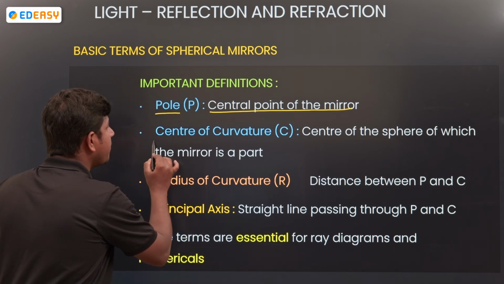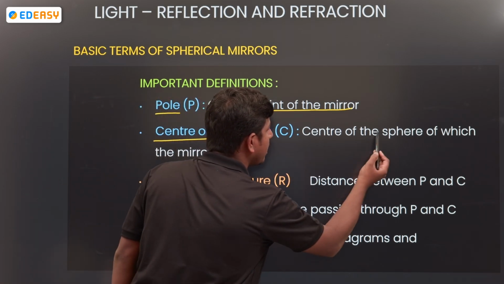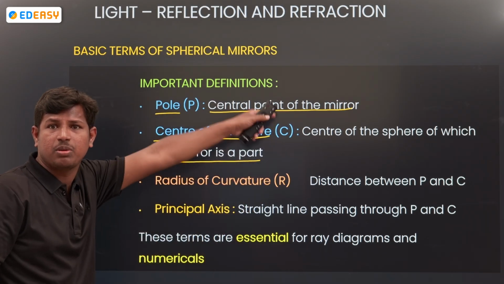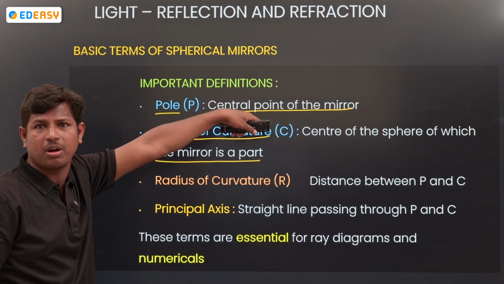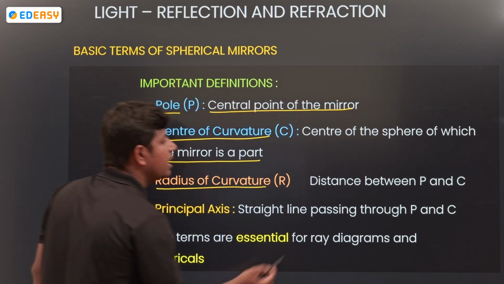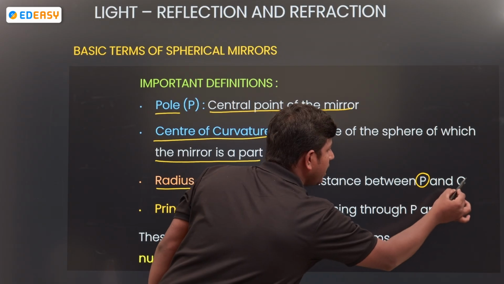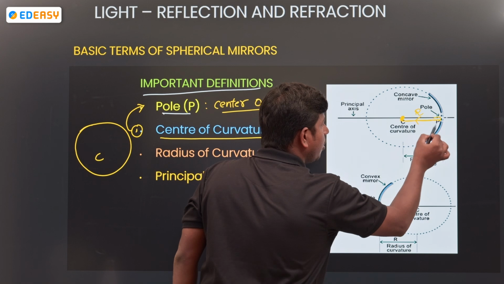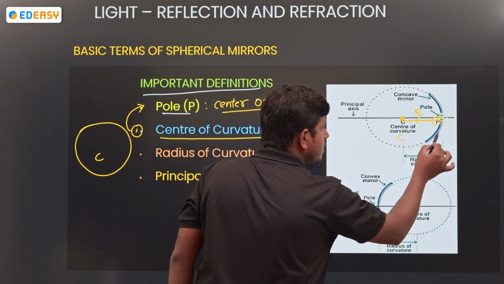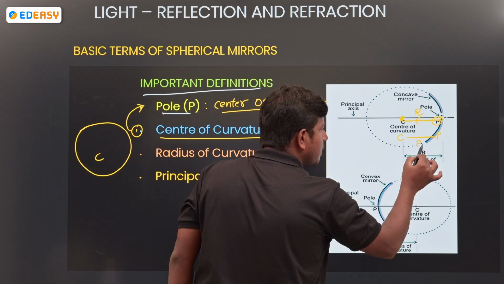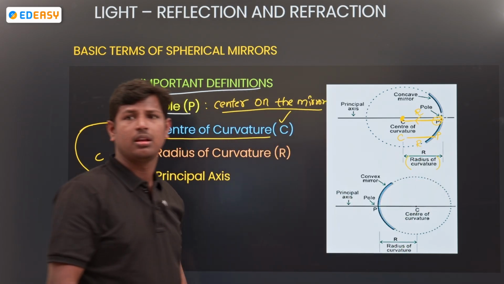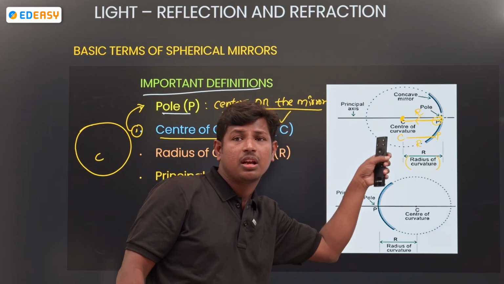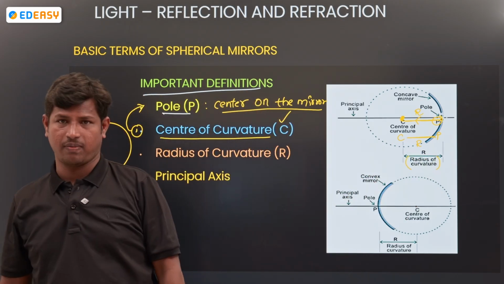Next, center of curvature. It means for the whole mirror, it is the center point. It is the center of the sphere of the mirror, of which we have taken a part here. Next, radius of curvature: the distance between P and C, between pole and center of curvature. Clear? The distance from pole to center of curvature is what we call the radius of curvature.